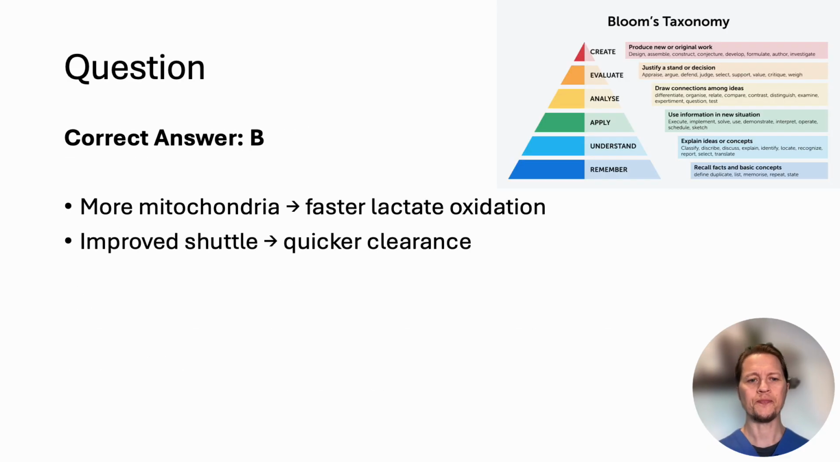Answer is B, yeah. So more mitochondria equals more pyruvate oxidation, right? You're able to go through glycolysis, hit pyruvate, send it into the mitochondria, which then equals more lactate shuttle efficiency and faster clearance. This is why trained athletes recover very quickly between intervals, where untrained folks like myself are exhausted and it takes forever.